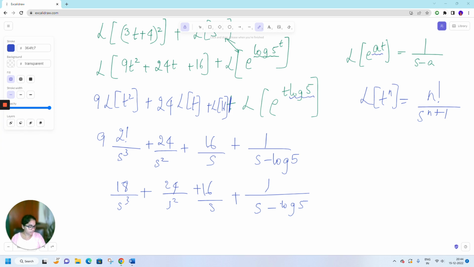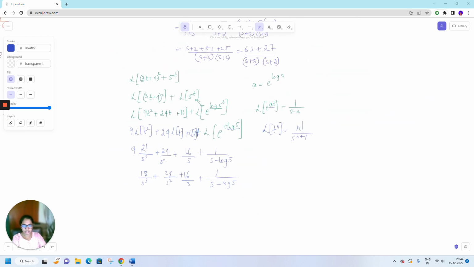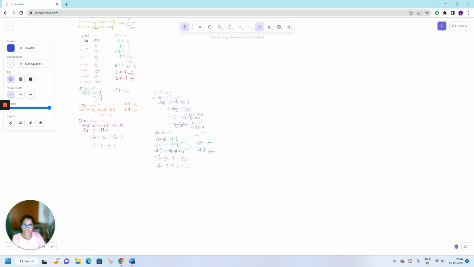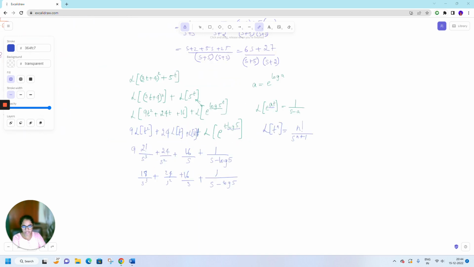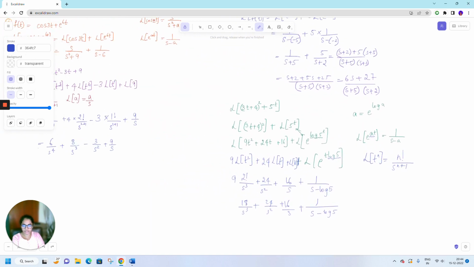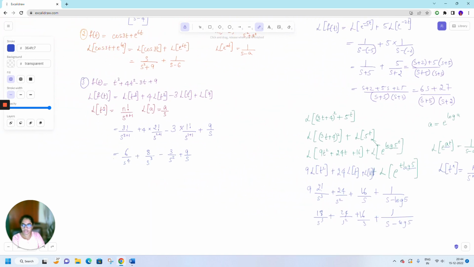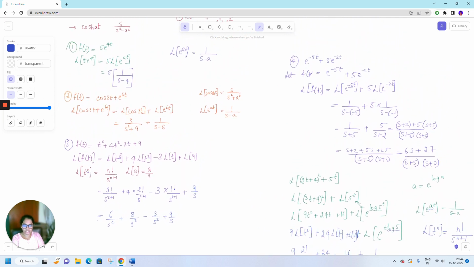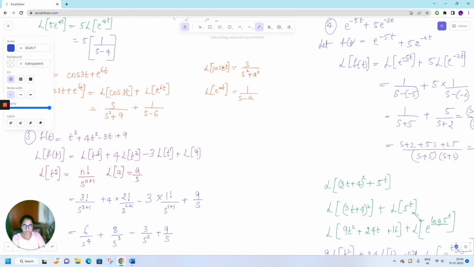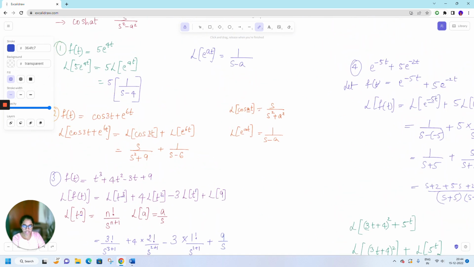What did we study in today's class? What did we study in this lecture? We studied some basic formulas of Laplace and we saw how we can use them in some of the problems. The first problem was 5 e power 4t, which was a direct problem. We had a constant which was 5.